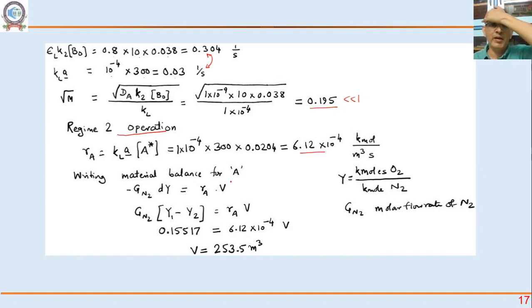Now write material balance for A. Minus G nitrogen into dY is equal to RA into V. Straightforward. Capital Y, you see, kilomoles of oxygen per kilomoles of nitrogen. Y1 minus Y2 equals RA into V. This is nothing but kilomoles per second of oxygen reacting. RA is known. Volume would be 253.5 meter cube. So this is the dispersion volume.